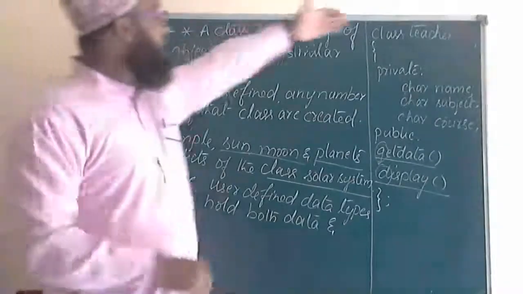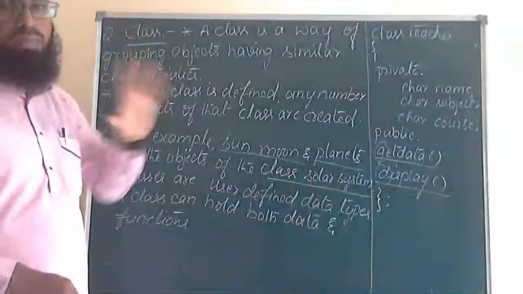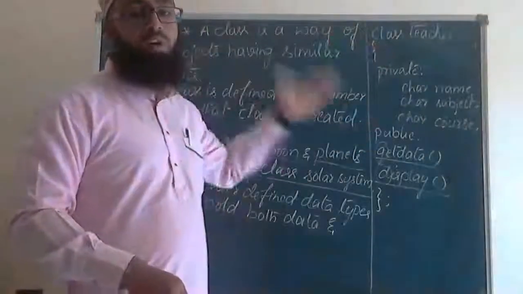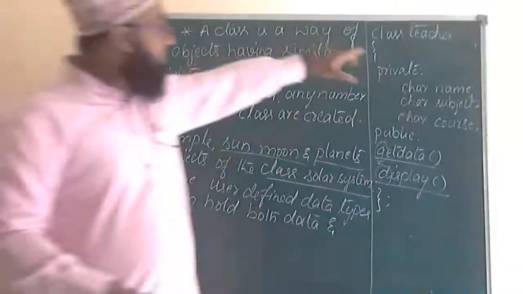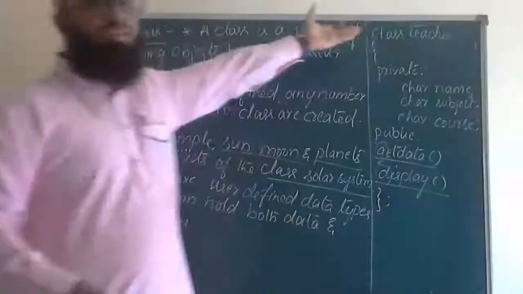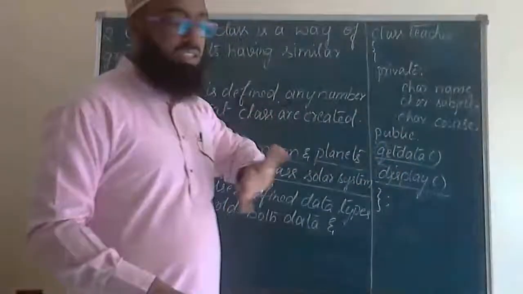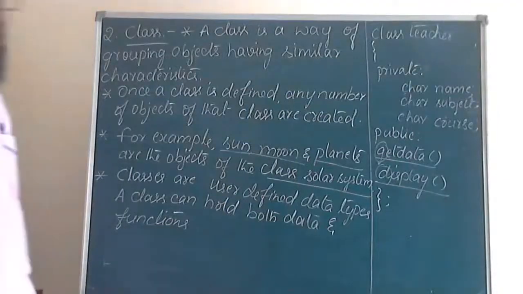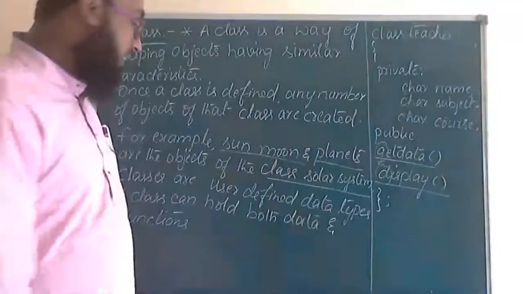One, a class is a way of grouping similar characteristic objects. The second thing, once the class is given, any number of objects can be created for that class. Then a class is a user-defined data type. We can give any name for the class, and a class can hold both data and functions. See here, data is present and functions are also present. Like this, we can give a class definition.